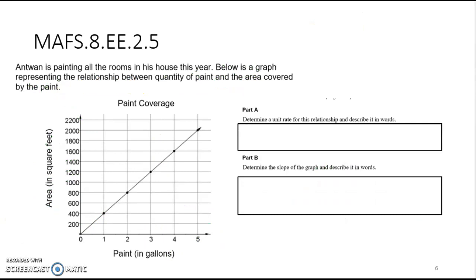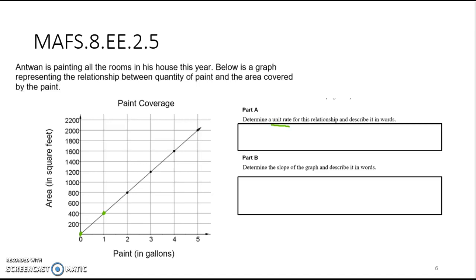All right, so let's go ahead, and this will actually be the last one. Antoine is painting all the rooms in his house this year. Below is a graph representing the relationships between quantity of paint and the area covered by paint. Part A, determine a unit rate for the relationship. So remember, we can get that unit rate from 2 points on the graph.